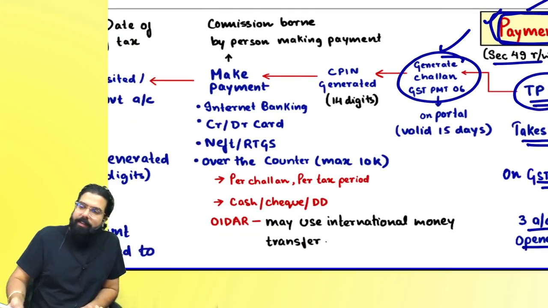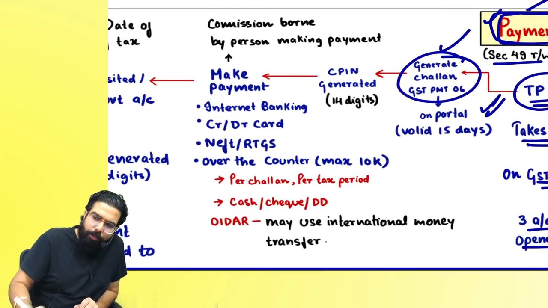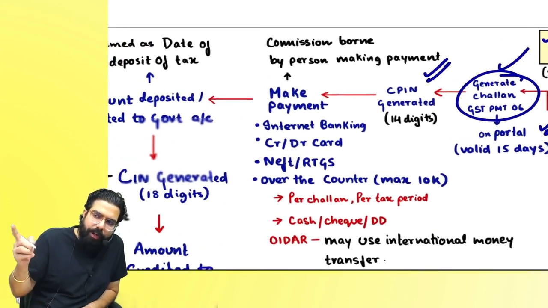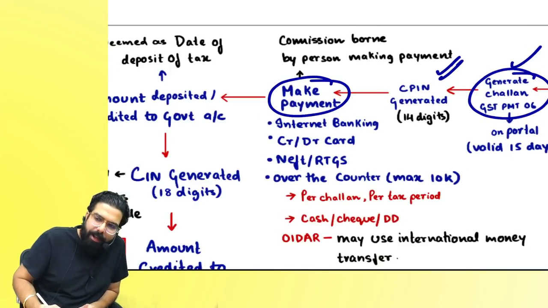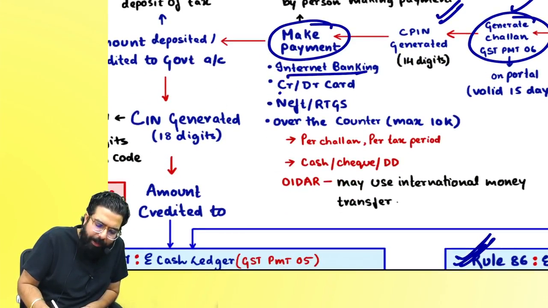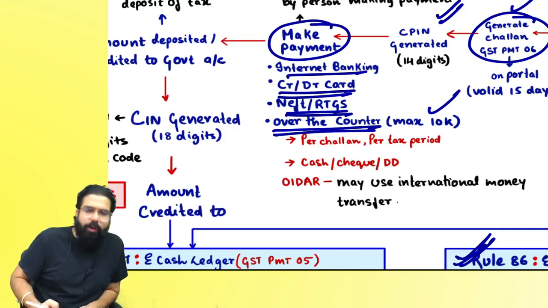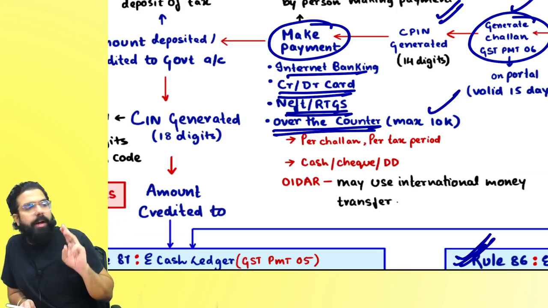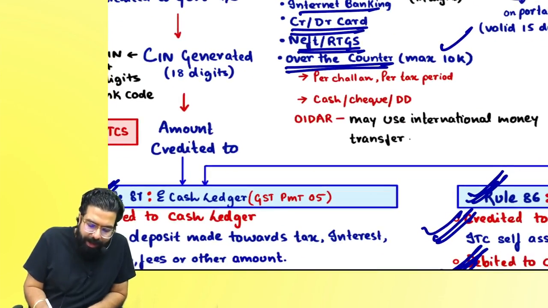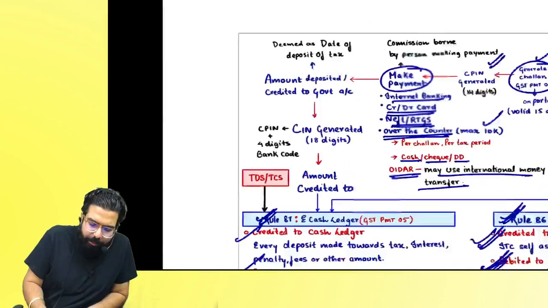You will have to go online, generate a challan PMT06 on the common portal. It is valid for how many days? 15 days. Once you generate a challan, a common portal identification number will be generated, which is 14 digit. Then you will go and make the payment. Payment can be done by internet banking, debit card, credit card, NEFT, RTGS, and over the counter up to 10,000. Always remember, over the counter 10,000 is per challan per tax period, and it can be either in cash, cheque, or DD. OIDAR may also use international money transfer.